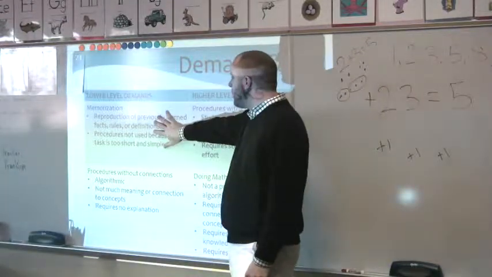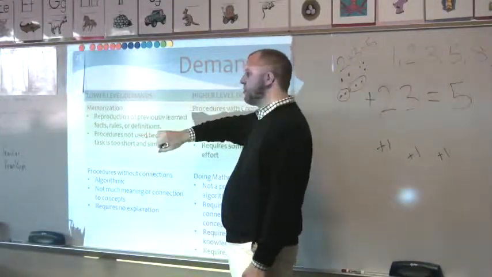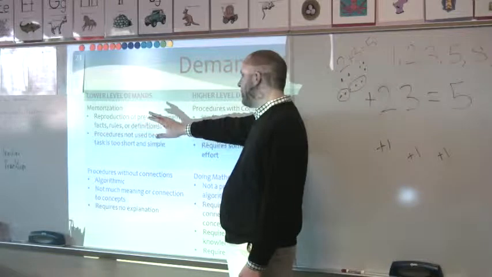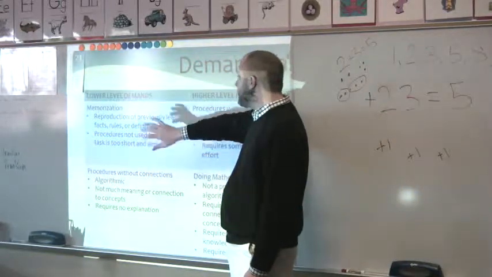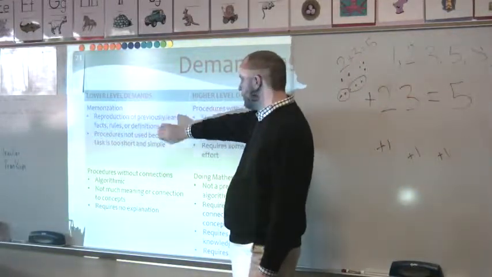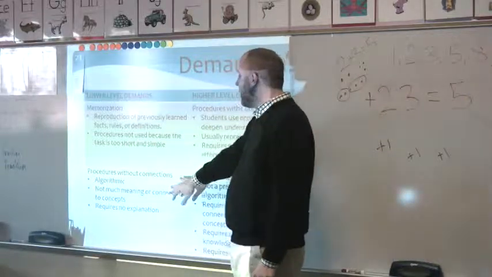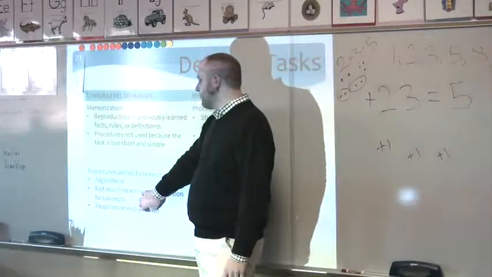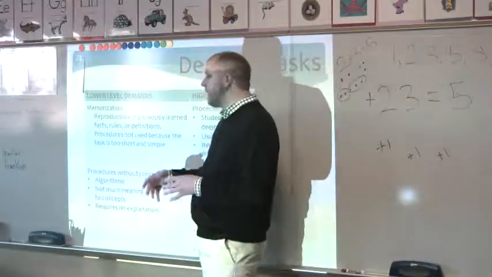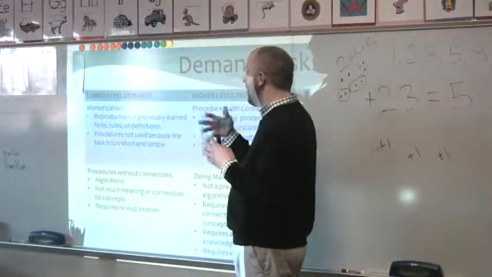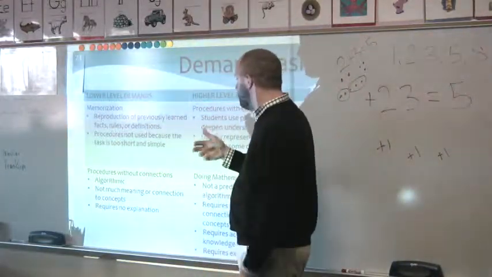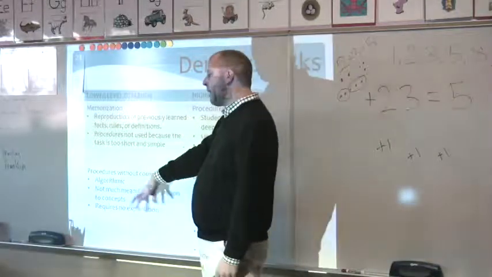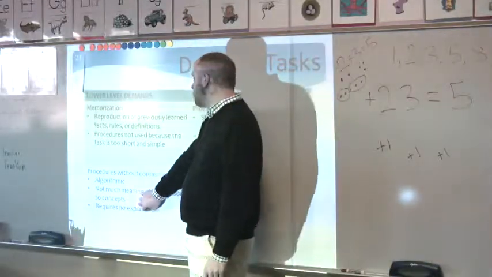Level one is just that basic memorization. I'm just repeating it. 3 times 2 is 6. Just that most basic component of it. Then if you go to the next level, you're starting to do the procedures: I have an algorithm, I have some kind of an equation that I'm plugging things into, and I'm not explaining my work at all. That's level two.